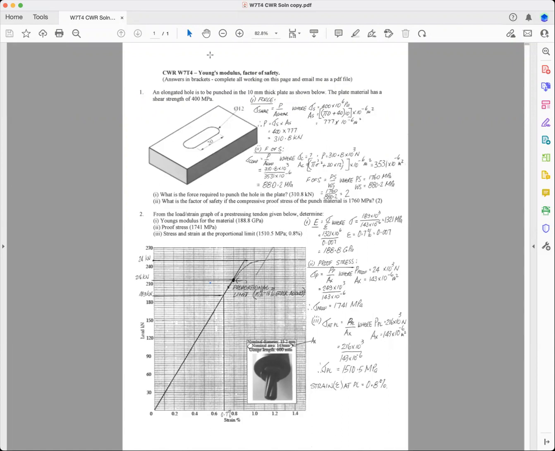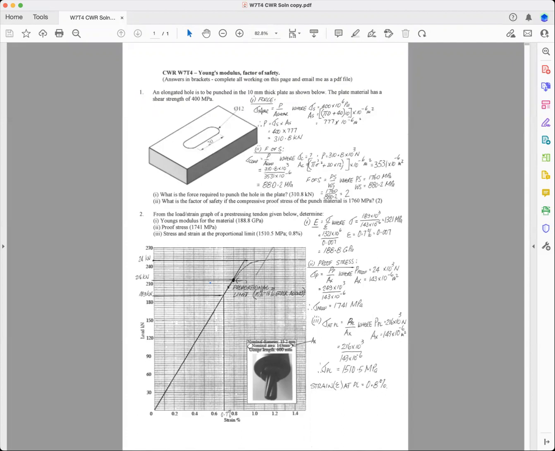The first thing that I want to reinforce is how to work out the force required to punch a hole in a material. And then the second question that's generally asked is what force or what stress is in the actual punch when it's going through the material. So the first one here, what is the force required to punch the hole in the plate? And that's the answer there. This is number 1 here.